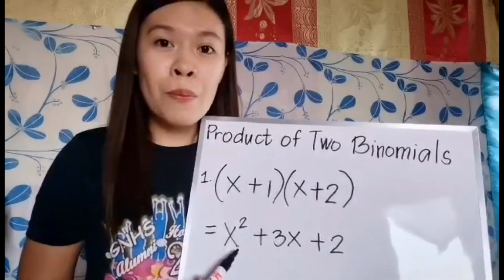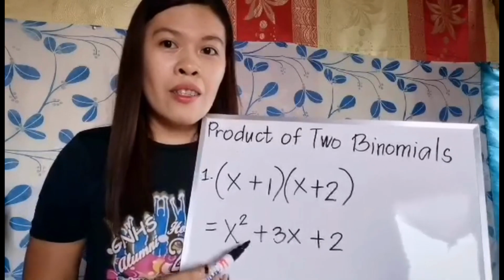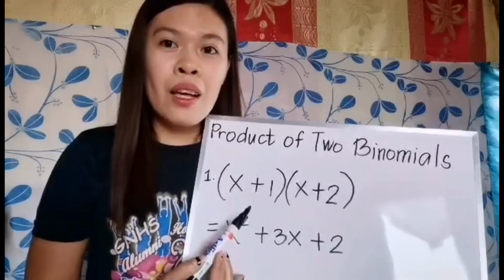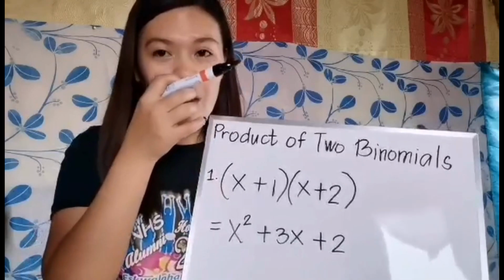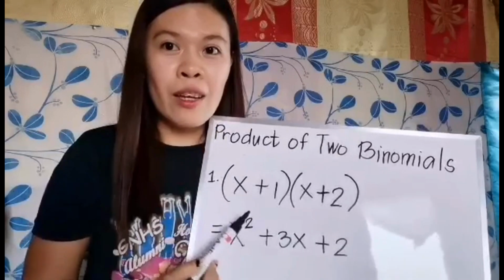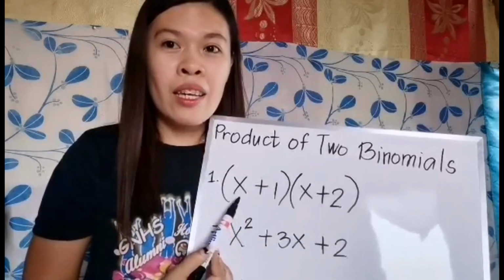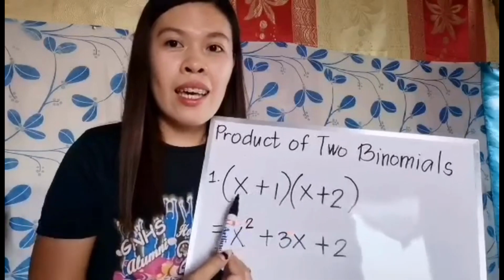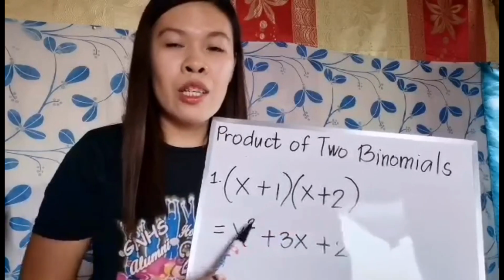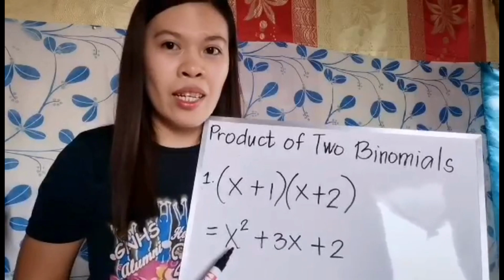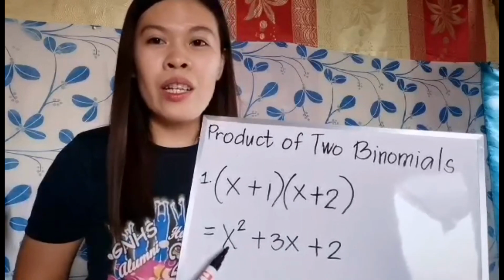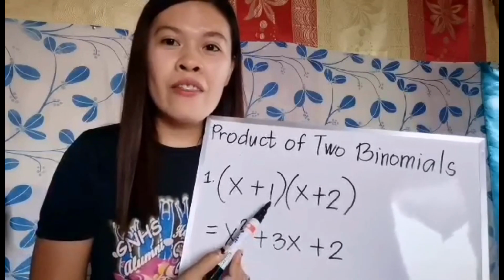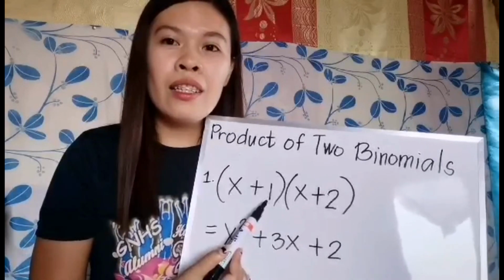What is the pattern? Okay, this is how I'm going to answer this one. Since this is product of two binomials, for my first step, I have to multiply the first terms. The first terms are x and x. So, x times x is equal to x squared. And after that, for my second step, I just have to consider the second terms.